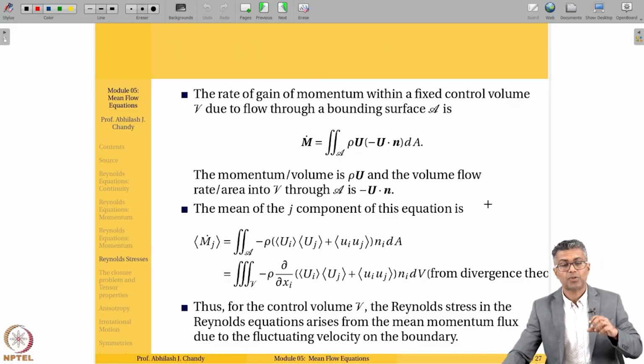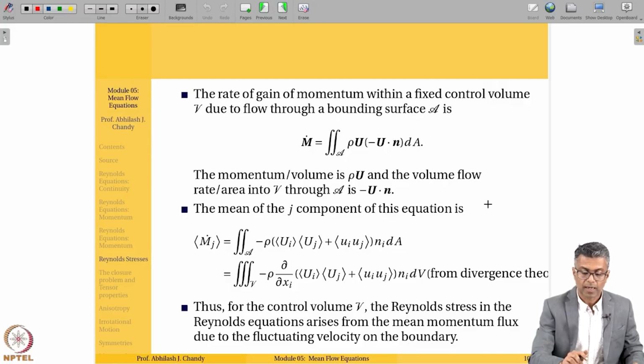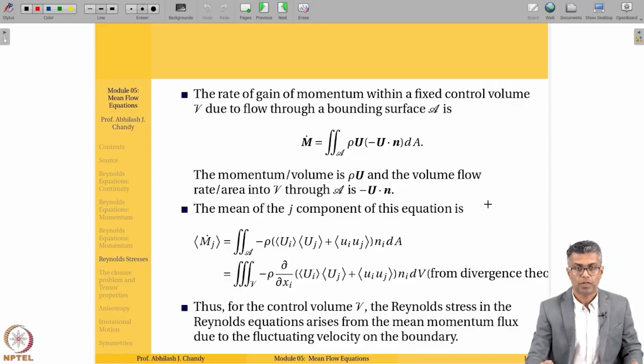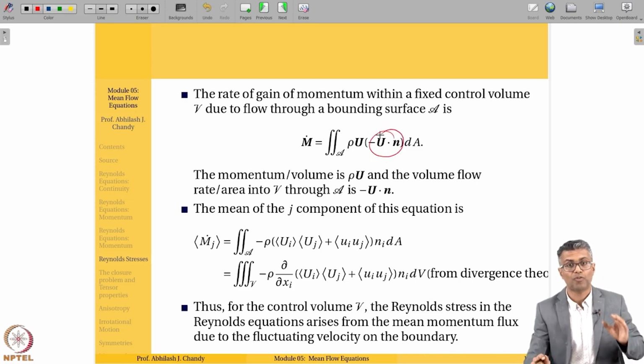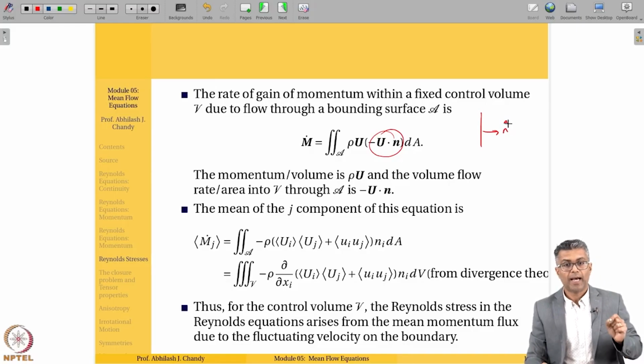Now that took us to writing it in terms of the momentum flux. We use the control volume theory to write the rate of gain of momentum, m dot, which is rho u times u dot n dA. This u dot n is the volume flow rate. n is the unit normal to the area. So if you have an area, n is the unit normal, and u dot n gives you the volume flow rate per unit area.